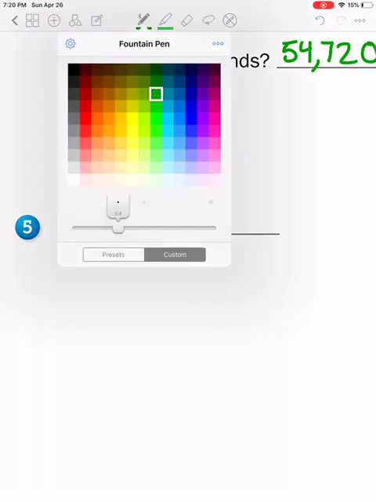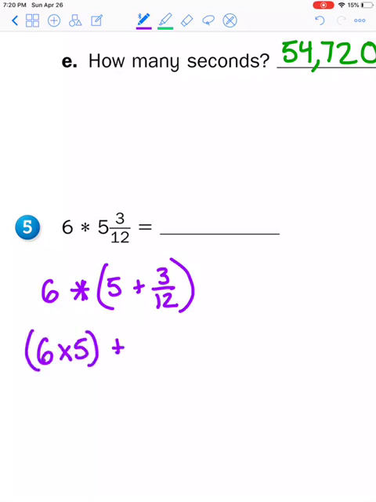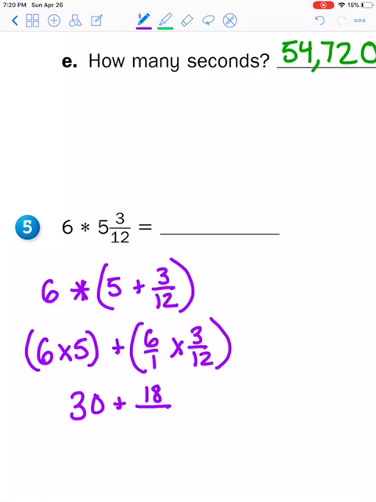Okay. Final two problems. 6 times 5 3/12. So if I do 6 times 5 plus 3/12, I would get 6 times 5 plus 6 times 3/12, which I could put the 6 over 1. 6 times 5 is 30, plus 6 times 3, which is 18. 1 times 12 is 12.